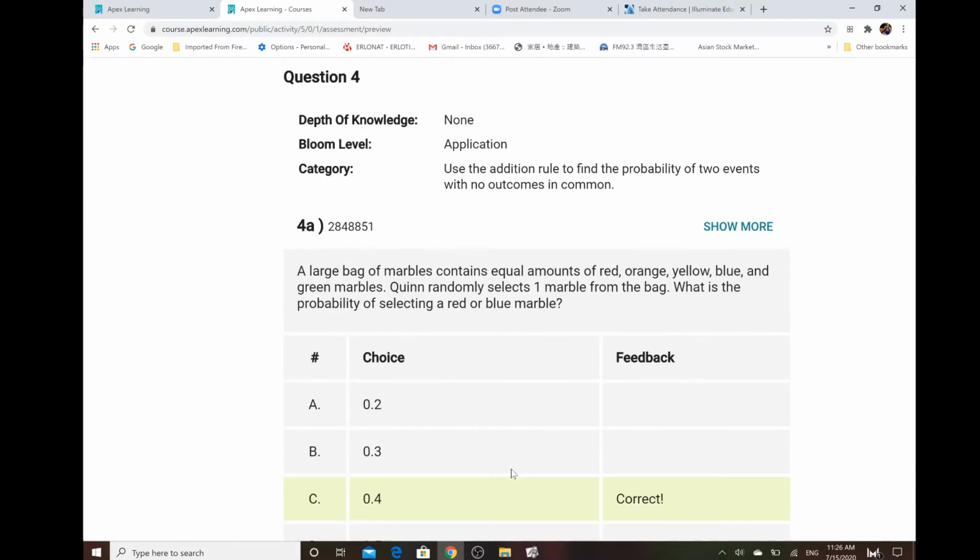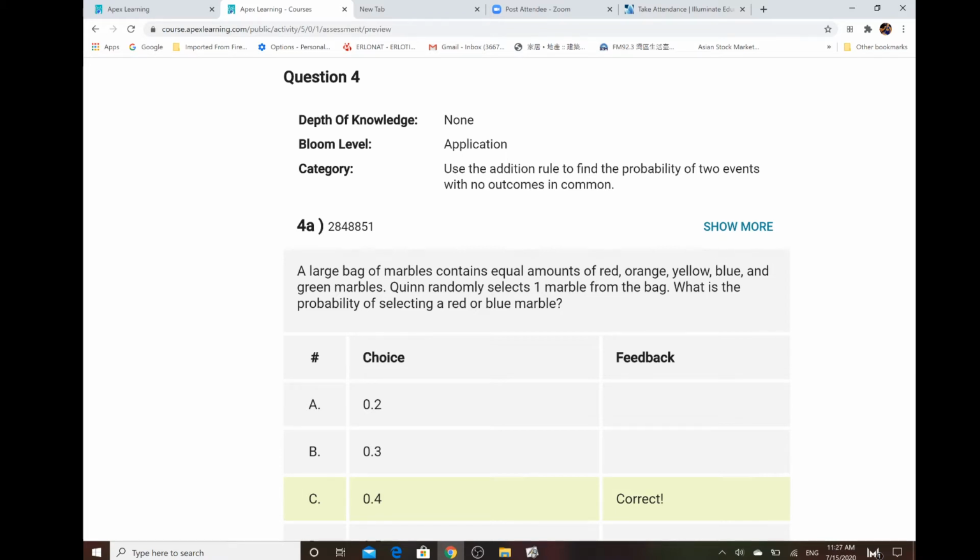Okay, so now question number 4. A large bag of marbles contains equal amounts of red, orange, yellow, blue, and green marbles, and Quinn randomly selects one marble from the bag. What's the probability of selecting a red or blue marble? So let's say that we have one red marble, one orange, one yellow, one blue, and one green marble. So the way to select the first outcome would be considered 1/6.